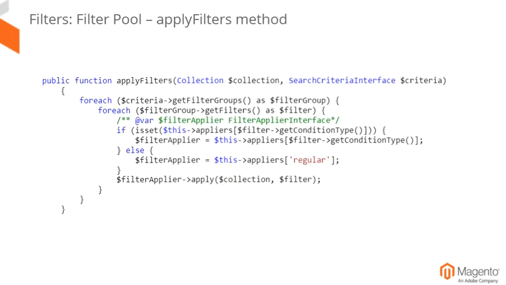How filters are applied depends upon the data provider implementation. The native data provider at Magento, Framework, View, Element, UI component, data provider, uses a filter pool object, which contains an applyFilters method that does just that, applies filters. The configuration for this method and the other filters seen on this slide can be defined in the DI XML for a specific grid.